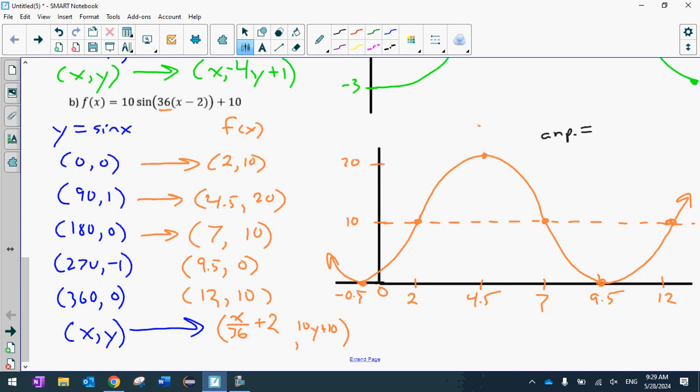Nope. Good guess, Emil. 10. The height of the wave is 10. The maximum is 20. The midline, or the axis, is at y equals 10. The period, we already talked about that. The period is also equal to 10.